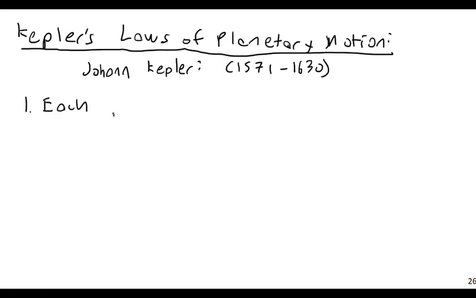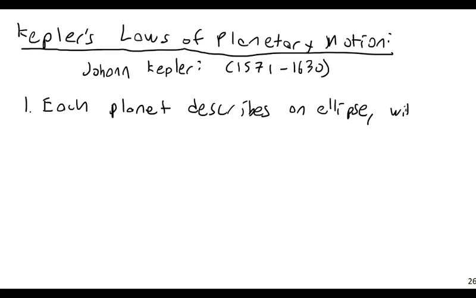So these are Kepler's three laws. First, each orbit of each planet describes an ellipse, with the sun located at one focus of that ellipse.